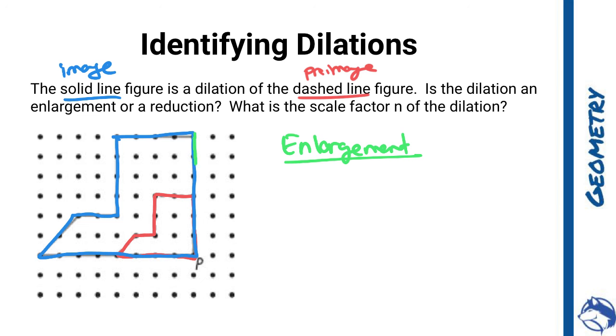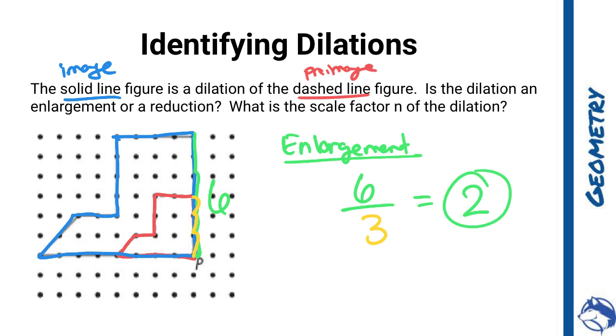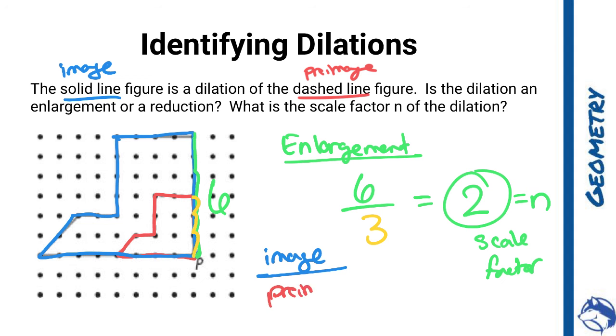And from here it goes 1, 2, 3, 4, 5. So that's 6. And then I need to do the pre-image here. So it's 1, 2, 3. So it's 6/3, which is equal to 2, which is my scale factor. Remember, we're always going to do image over the pre-image when finding scale factor.